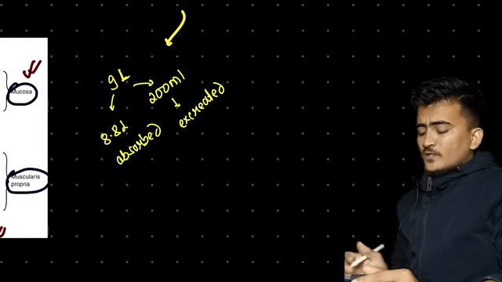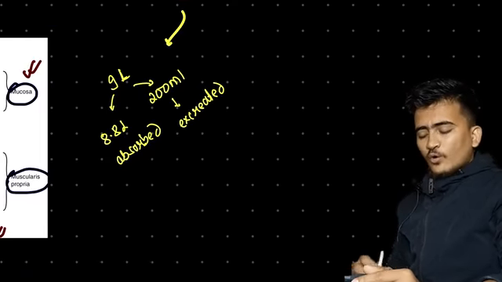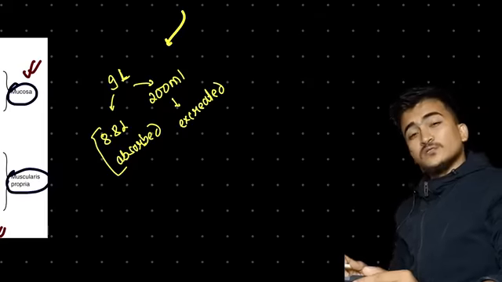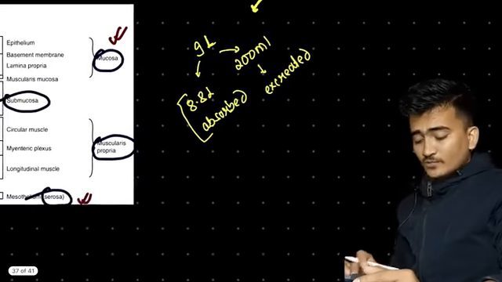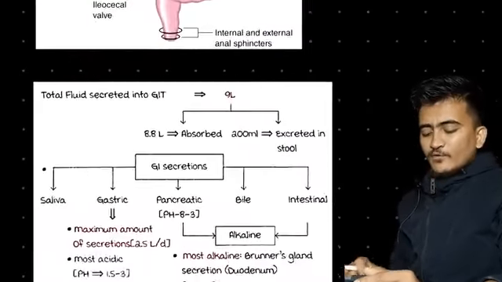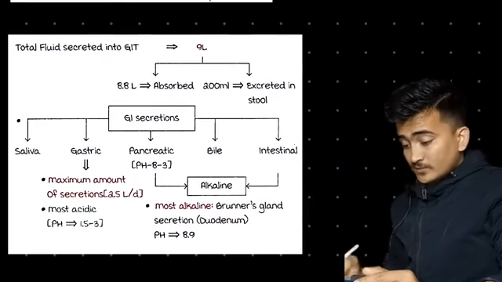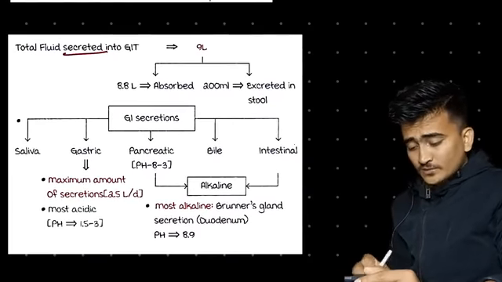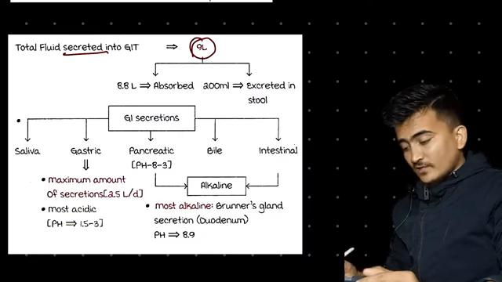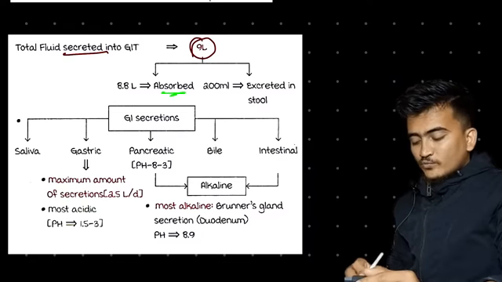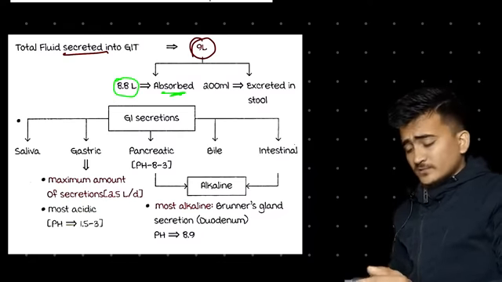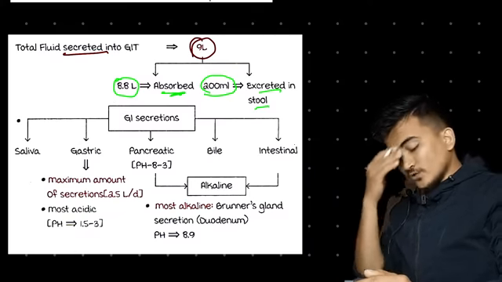Now we'll be talking about all these 8.8 liter which is being absorbed. Okay, now let us move toward this diagram. In this diagram, as we have mentioned earlier, the total fluid secreted in GIT is 9 liter, right? Absorbed is about 8.8 liter. Similarly, excreted in stool is 200 ml.